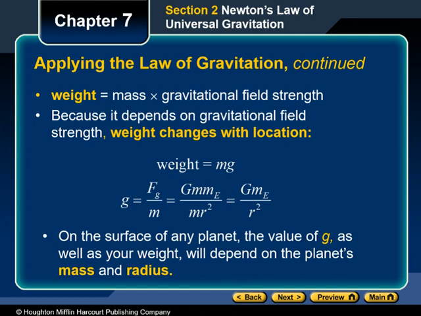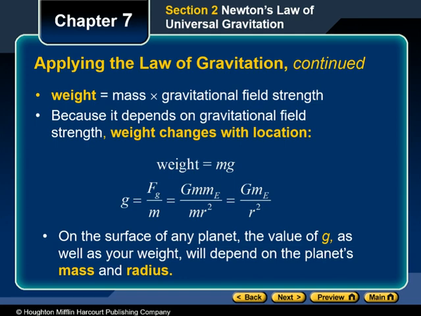This equation shows that the gravitational field strength depends on only mass and distance. Thus, as your distance from Earth's center increases, the value of little g decreases, so your weight also decreases. On the surface of any planet, the value of little g as well as your weight will depend on the planet's mass and radius.